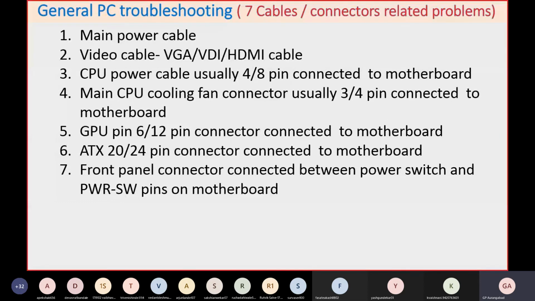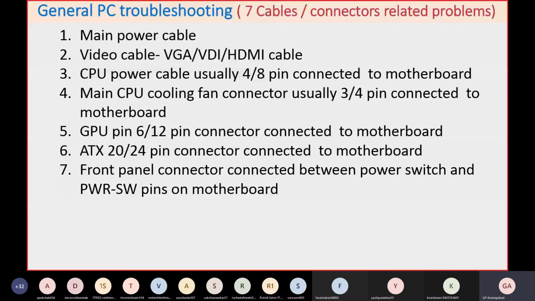Now finally, whenever you have these particular problems, mostly 5-10% of problems are related to cable connections. Though it seems minor, you have to check that your main power cable is working. If there is a video problem, you can always check the VGA, DVI, HDMI cable. It is properly working, it is in good condition, and it is properly connected both at the source as well as the destination. Then the CPU power cable, usually 4 to 8 pin, connected to the motherboard. You have to see whether the CPU power cable is connected to the CPU and that slot on the motherboard properly.